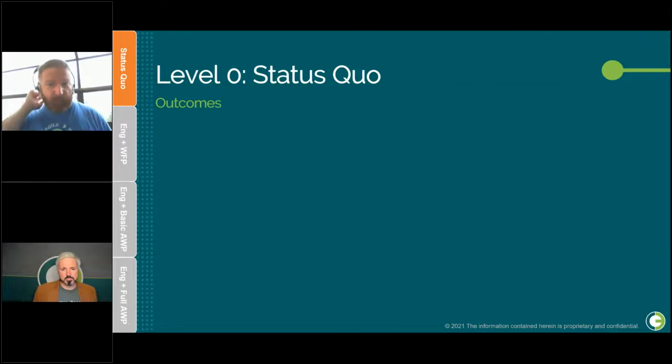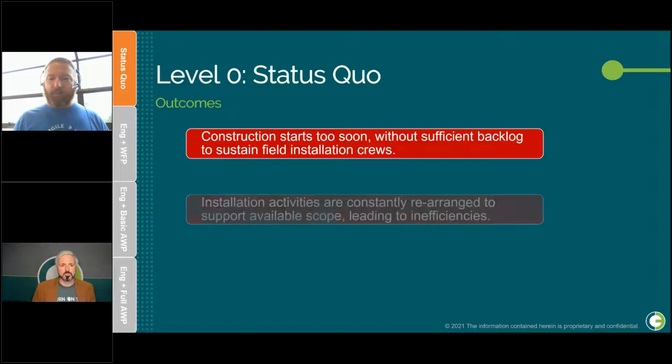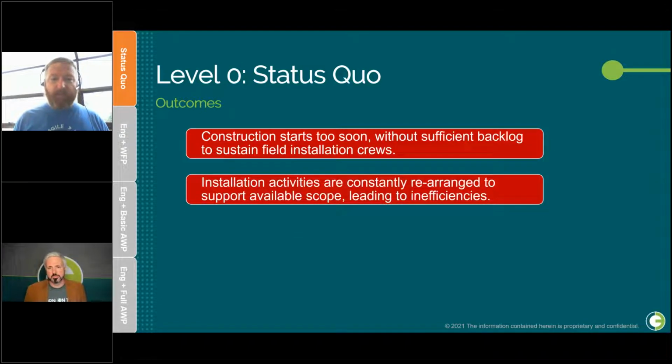So what are the outcomes of doing this? Unfortunately, we're going to see several bad outcomes. Construction starts too soon without sufficient backlog to maintain field installation. We always have a rush to get to the field. Installation activities are constantly being rearranged to support available scope, leading to inefficiencies.